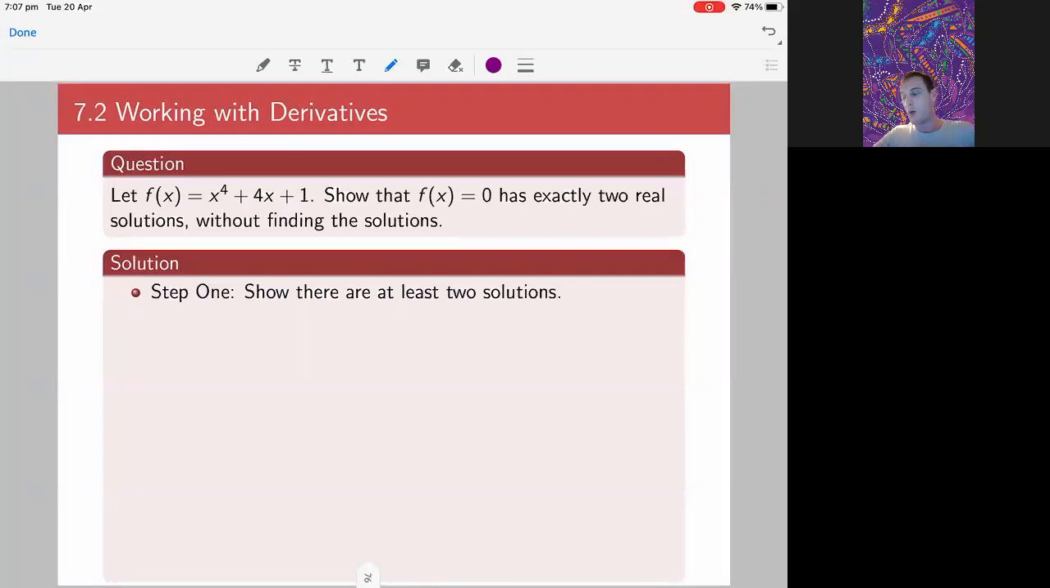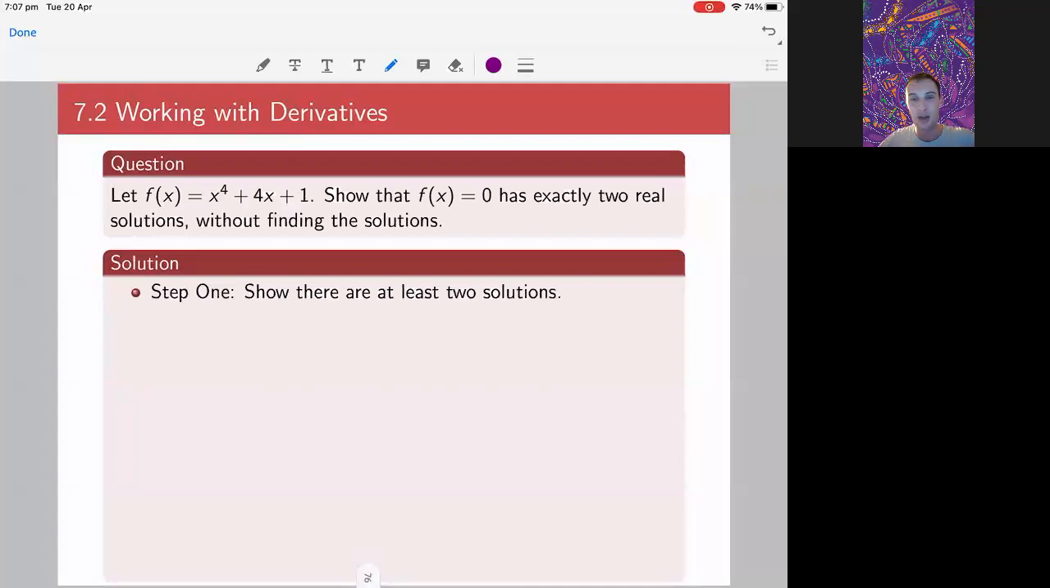Now, I'm hoping that you won't find this step too challenging, at least not too foreign, because the way to do step 1 we've actually already seen. We did it last time, or maybe the time before that. Show that there are at least 2 solutions. The tool we're going to use to show this is the intermediate value theorem. This is the theorem that tells us when roots exist.